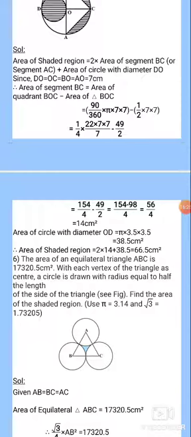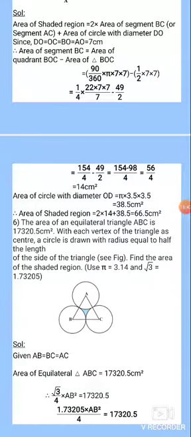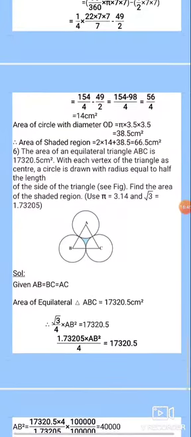A circle radius is not given. It is what? Half the length of the side of the equilateral triangle. So listen here. Value of pi is 3.14 and root 3 is equal to 1.73205. Given AB, BC and AC are equal, why? It is equilateral triangle. Now area of the equilateral triangle is what? Given 17,320.5 centimeters square. Now the equation what? Root 3 by 4 into AB square is 17,320.5. Now root 3 value what?